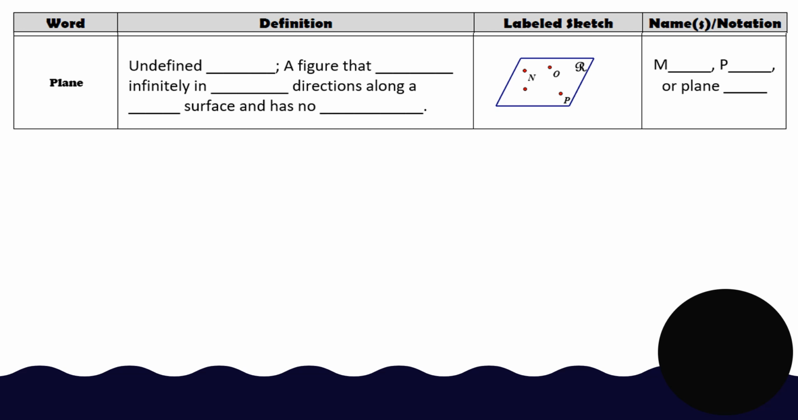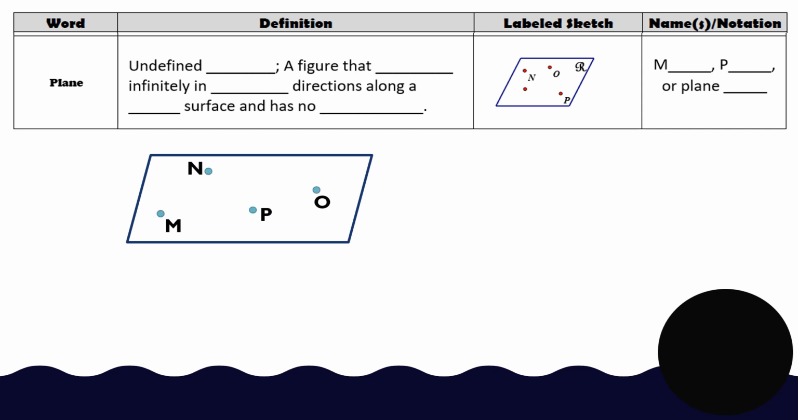Plane is our next undefined term. When we draw it, we are going to draw it a little bit different than what we describe it, but that's because it's not possible to describe or draw in the way that it's described. So it's an undefined term that extends indefinitely in all directions along a flat surface and has no thickness.